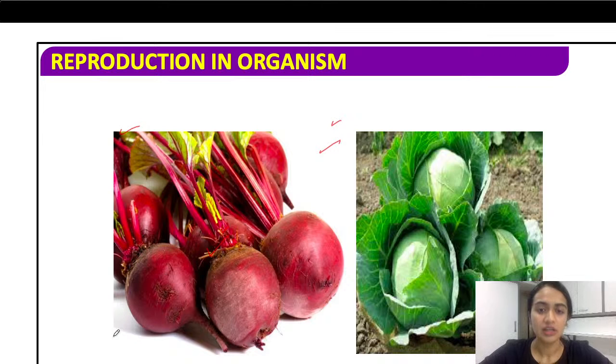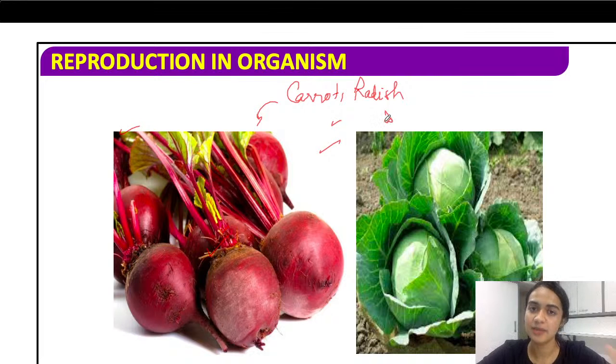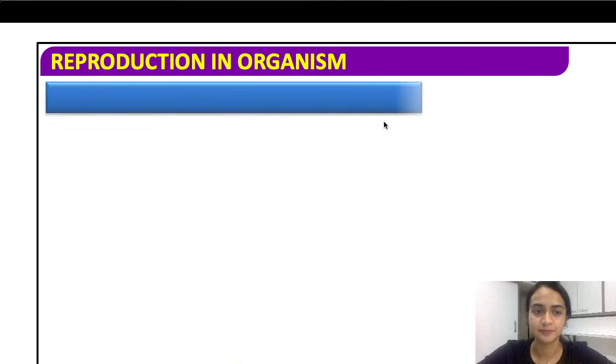Moving forward, these are the examples of biennial plants. First, we saw that we had carrot and radish. Please remember that beetroot and cabbage are also biennial plants. Biennial plants take 2 years to complete the flowering, followed by the fruiting.